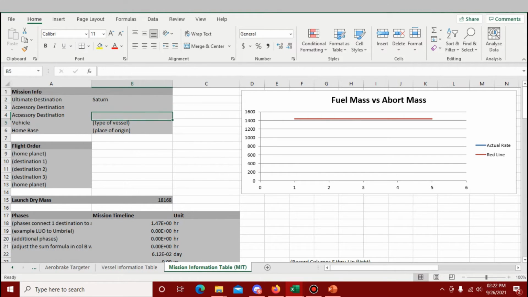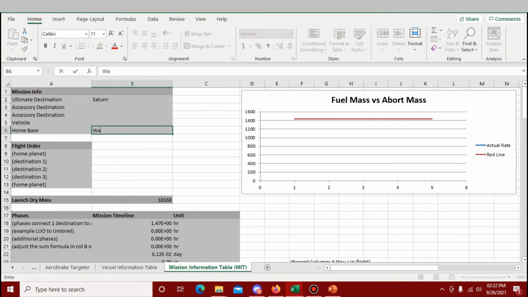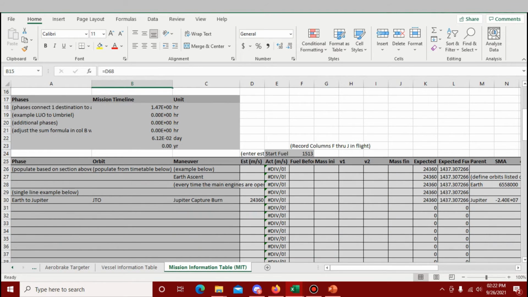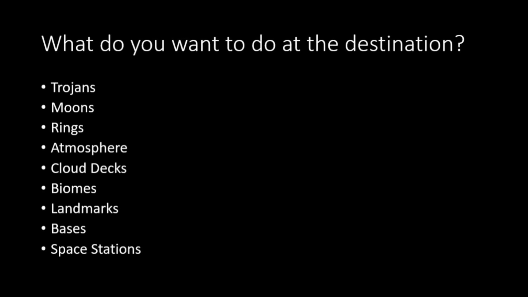Then we're going to pick some accessory destinations next. We don't know our vehicle yet, but we know our home base. Wallops Flight Facility. I've got some notes in here just for me to read through and understand how this spreadsheet works. I'm going to clear it out. Okay, all that stuff has been cleared out now, and it's time to ask the question, what do we want to visit at the destination?